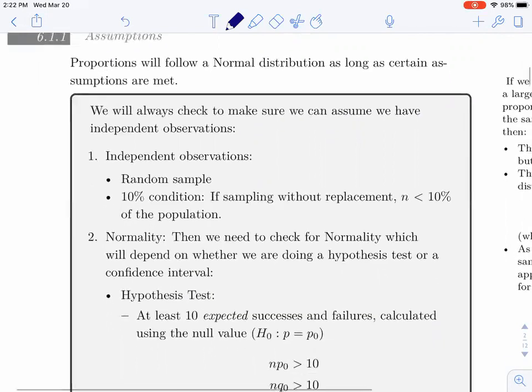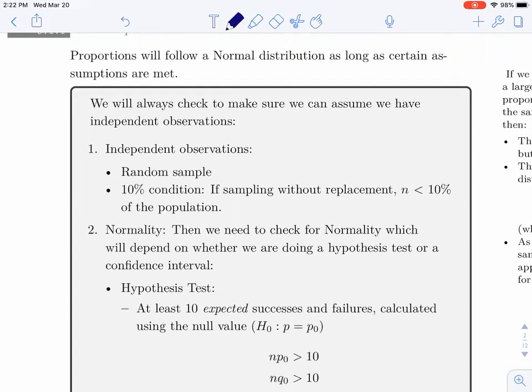I can't remember. Did I make you check assumptions for the binomial? np hat has to be greater than 10. Does that sound familiar to anyone? I'm getting shakes from everyone else, though. Like, no, you didn't teach us that. All right. Maybe I did, maybe I didn't. We'll see. I felt like I did, but anyways, we'll talk about it again.